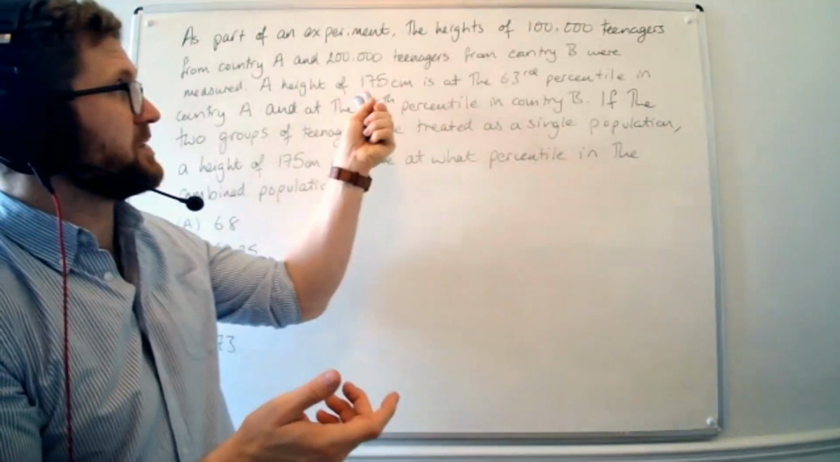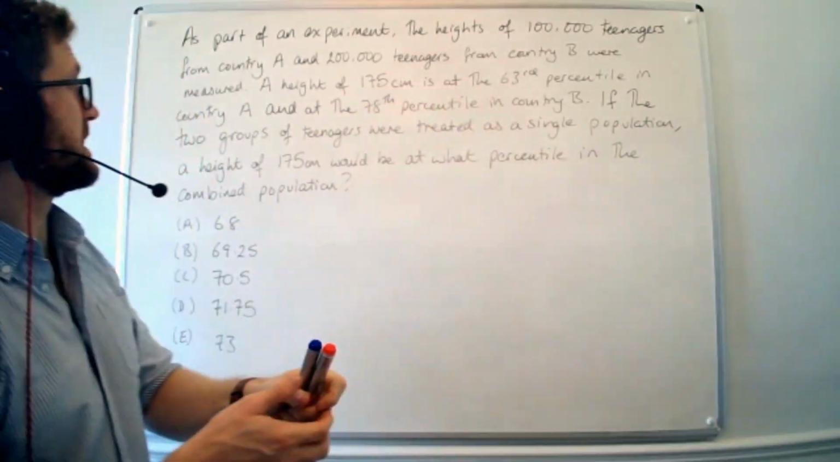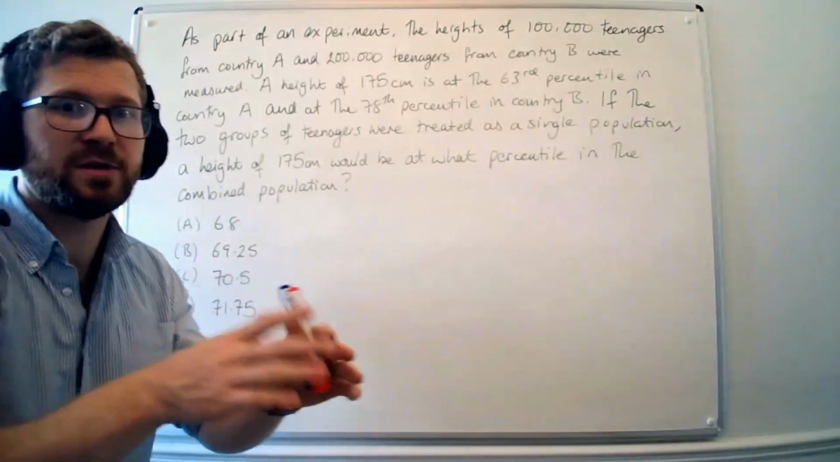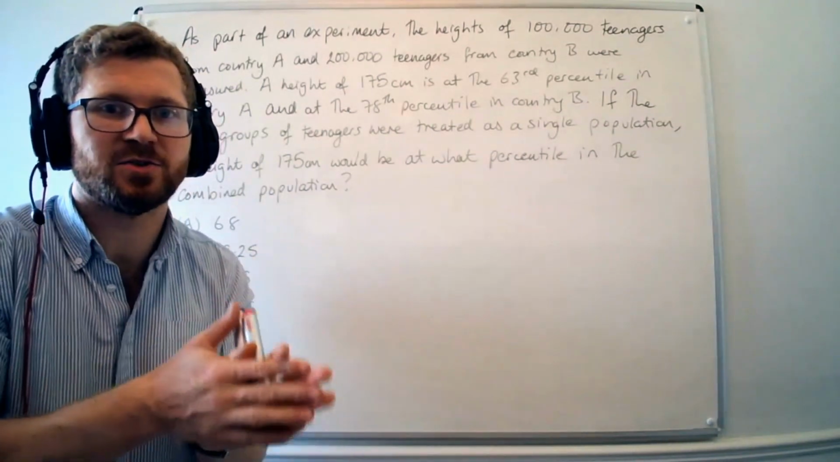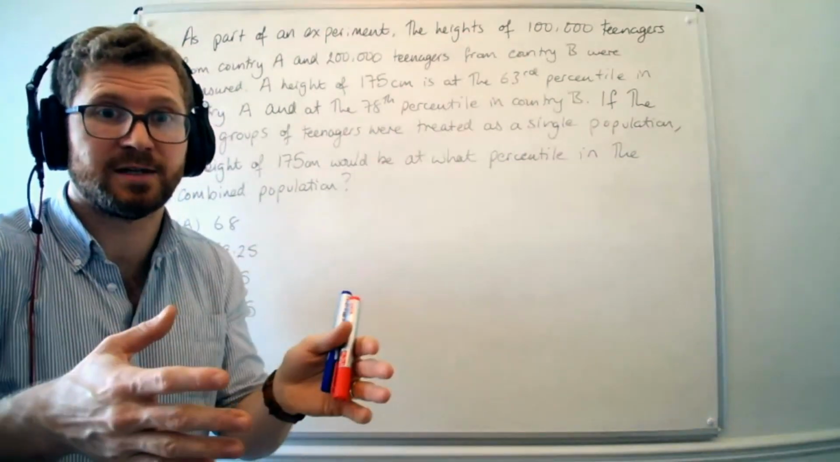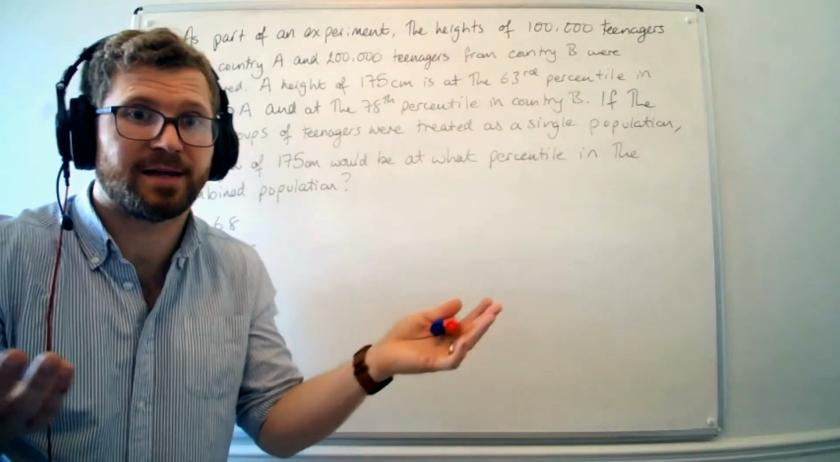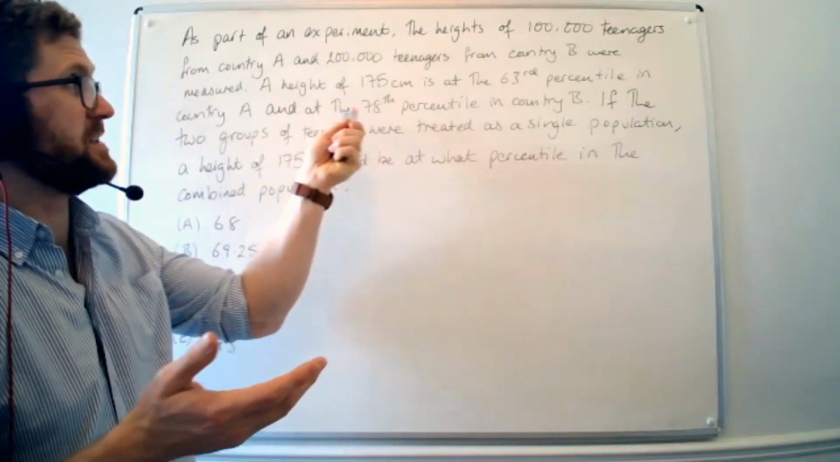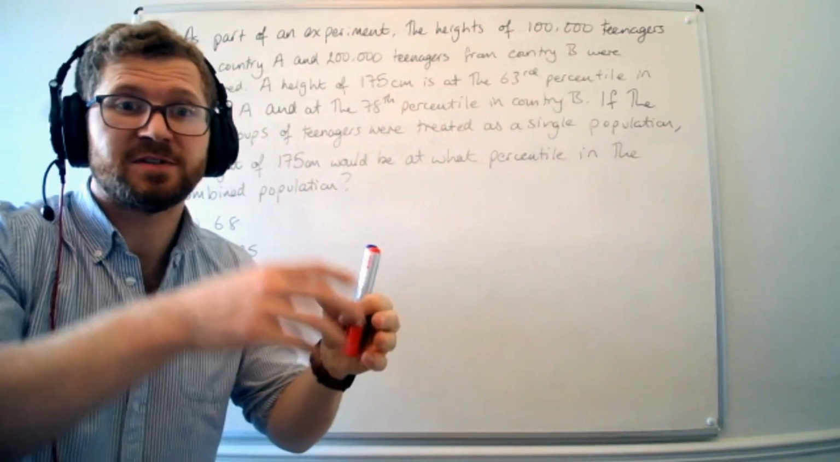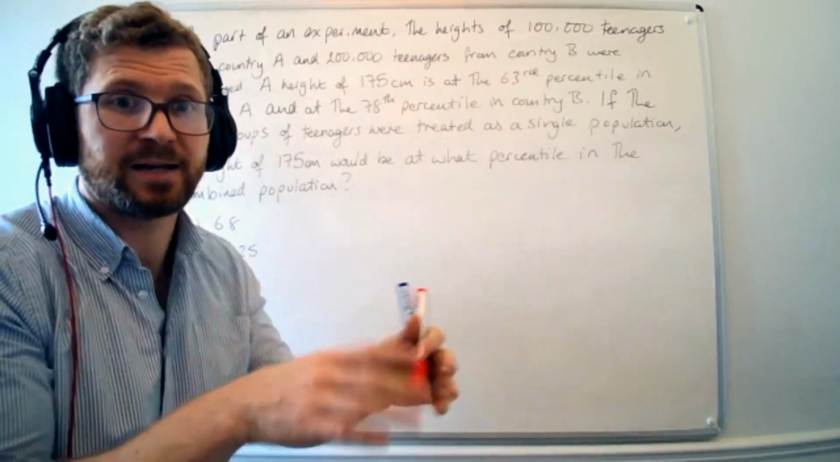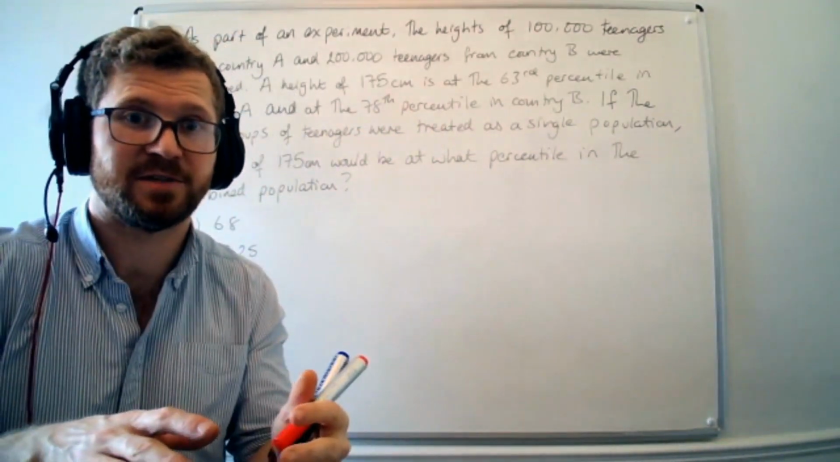A height of 175 centimeters is at the 63rd percentile in country A. So 63% of the teenagers in country A had a height that was shorter than 175 centimeters. That's what that bit tells us. And it's at the 78th percentile in country B. So 78% of the people in country B had a height that was less than 175 centimeters.